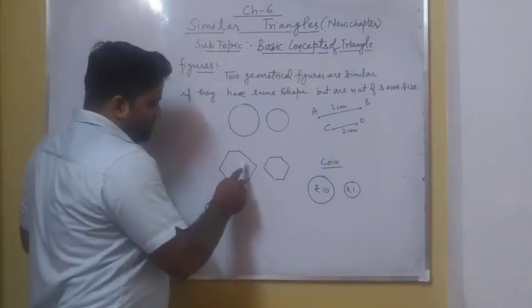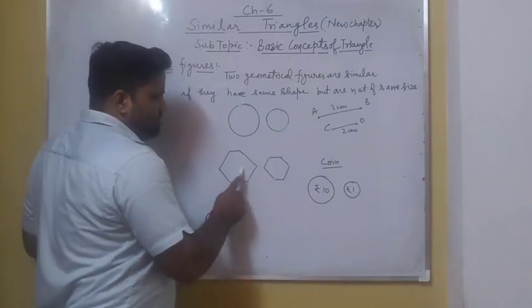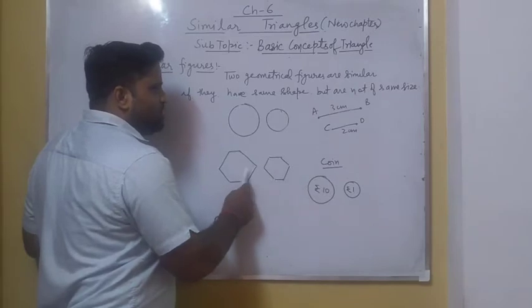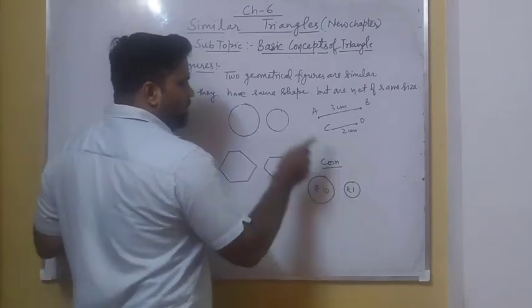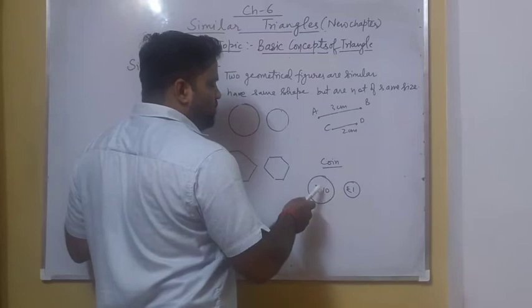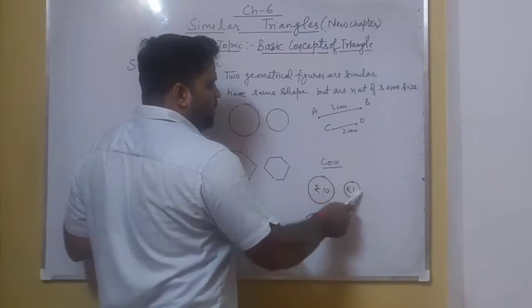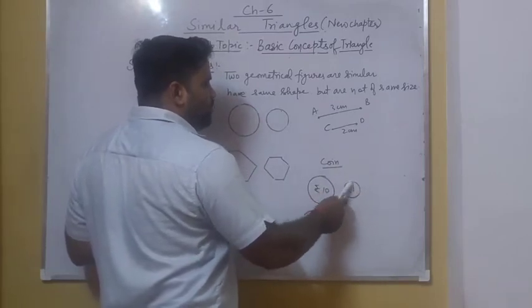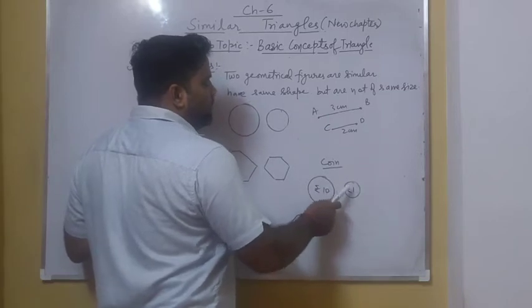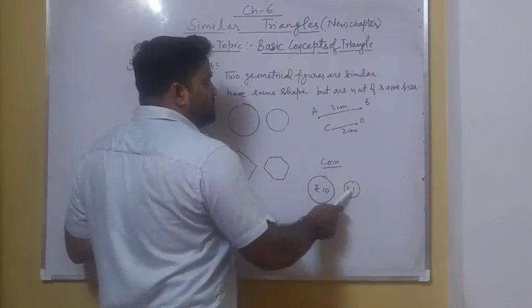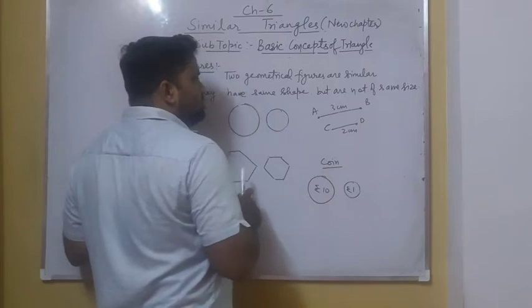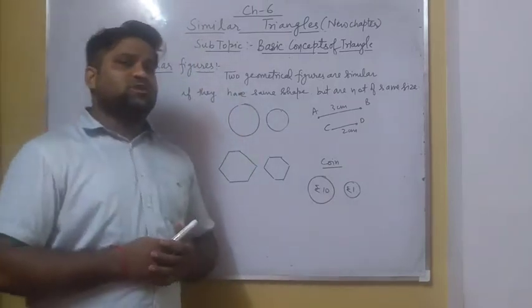Similarly, we have a hexagon. It's a larger hexagon, it's a smaller hexagon. Shape matters, size doesn't matter. Similarly, in our daily life, we know that it's a 10 rupees coin, it's a 1 rupee coin. When you compare your 1 rupee coin with the 10 rupees coin, shape matters, size doesn't matter. So these are examples of similar figures.